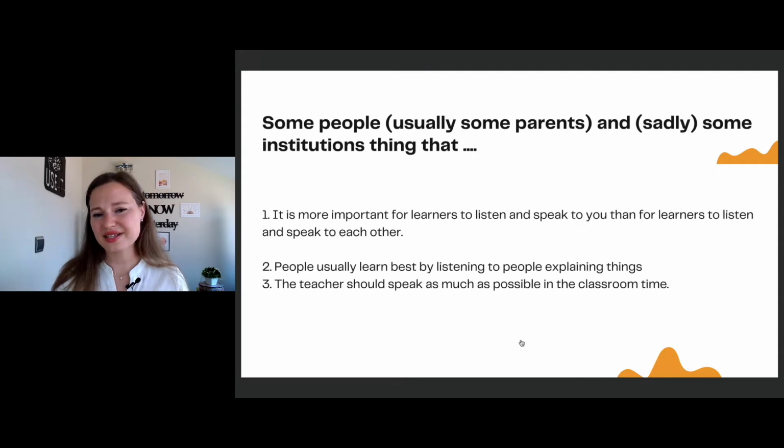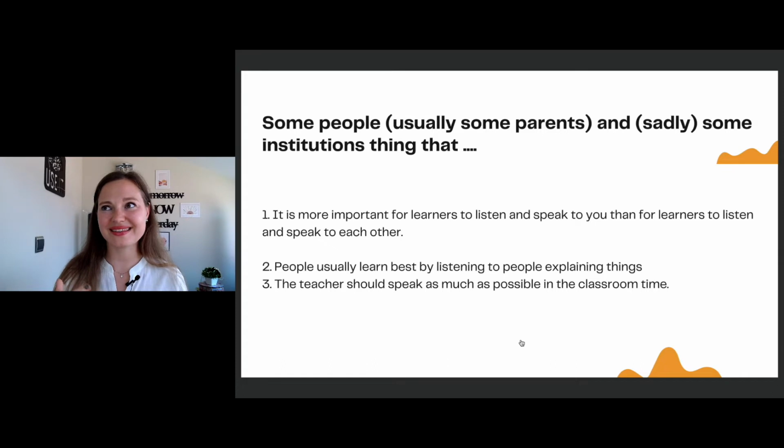Number 2, it's also one of the ideas that many people consider to be right, but let's say we will see that it is not so. People usually learn best by listening to people explaining things. So let's say, imagine your students listening to you when you explain things. Yes, that's good that you explain them how to do something, but are they learning at this particular moment? Probably not, because they are not applying it.